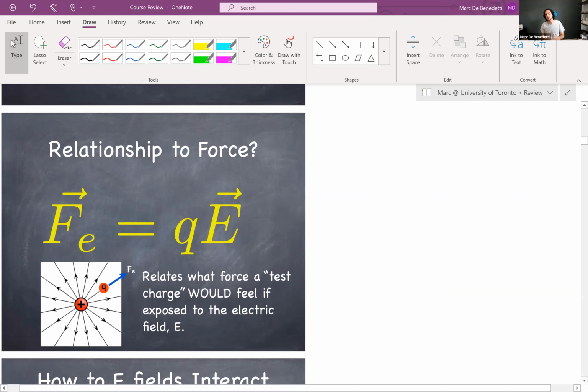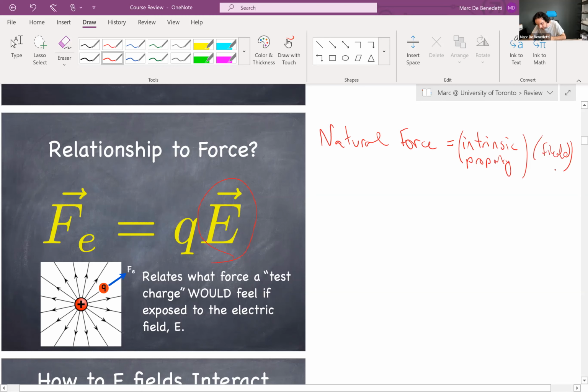So we then invented a new field of physics, which is within itself a field: field theory. We leaned on field theory and invented the idea of an electric field. And an electric field does not exist. It's a mathematical construct that we use to help with our analysis. And we said that a natural force is equal to the intrinsic property of that field times the field itself.